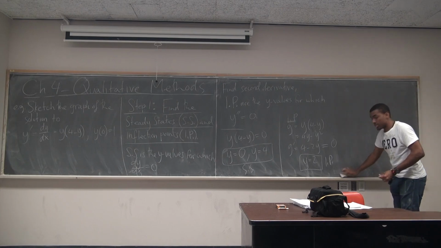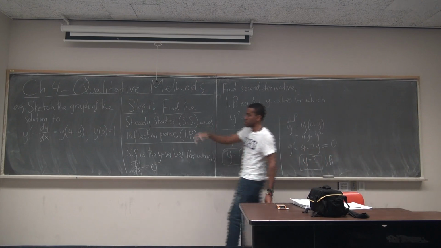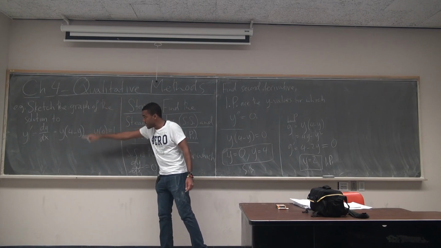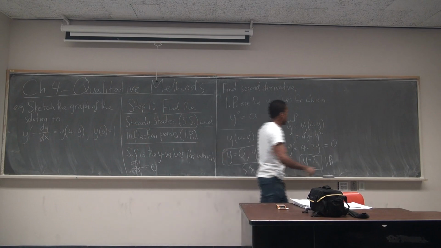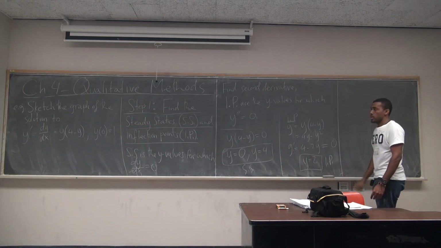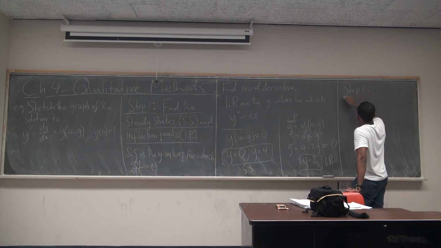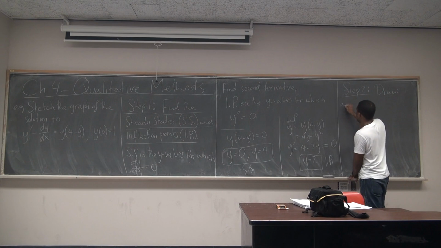So that's actually step 1. Okay? Find the steady states and inflections. To find steady states, set the original guy equal to 0, solve for the y. To find inflections, differentiate that with respect to y, set that equal to 0, and solve for the y. That is step 1. Step 2. Draw what we call a stability graph.